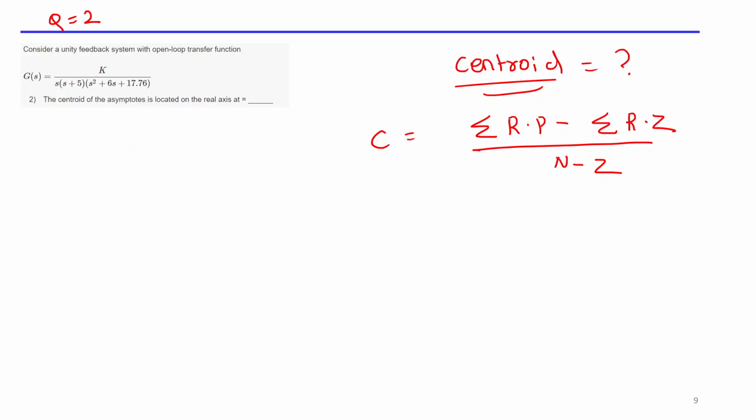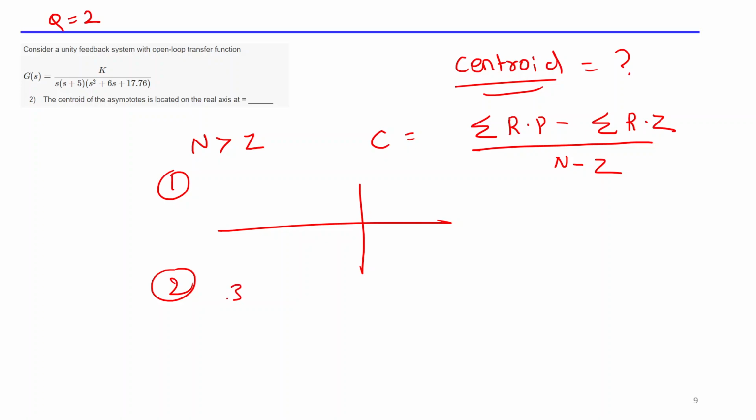Sir, if the number of poles and number of zeros are equal, then you can't find the centroid. Right, so for finding the centroid, the number of poles should be greater than or equal to the number of zeros, right? Yes, sir. And again, does the centroid lie on the real axis or somewhere else? One by one we will go. The centroid should always lie on the real axis.